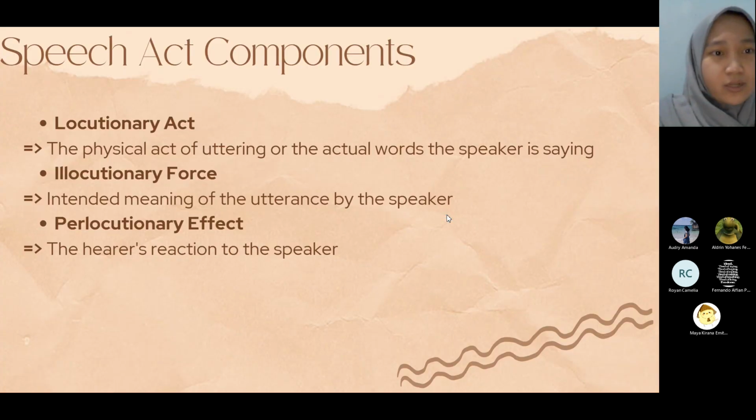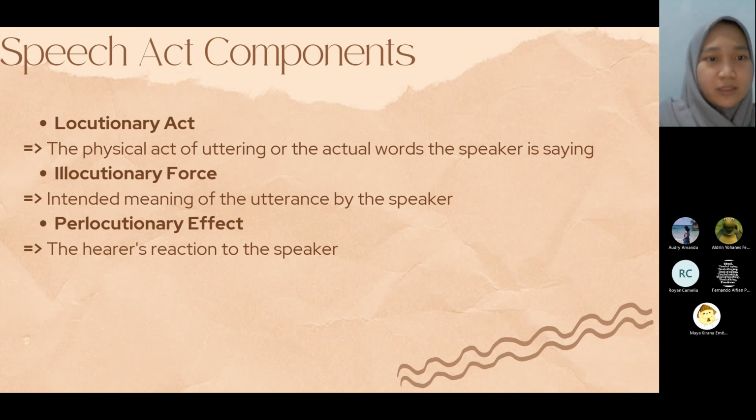Okay, so there are three components in speech acts, which are locutionary act, illocutionary force, and perlocutionary effect. Locutionary act is the physical act of uttering or the actual words the speaker is saying. And the illocutionary force is the communication force of utterance or the intended meaning of the utterance by the speaker. And perlocutionary effect is the hearer's reaction to the speaker.